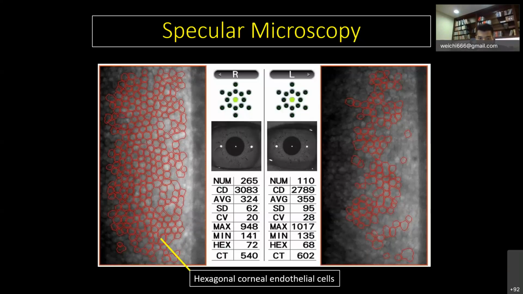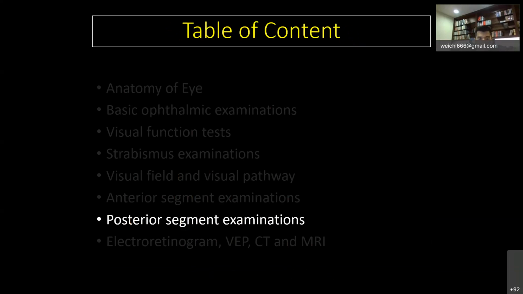Okay, so usually the cornea endothelium cells are arranged in a hexagonal pattern. If the patient's cell numbers are correct but the morphology is abnormal, we still consider it abnormal. So you have to be careful with this patient when you conduct surgery. Then let's move on to the prosthetic examination.